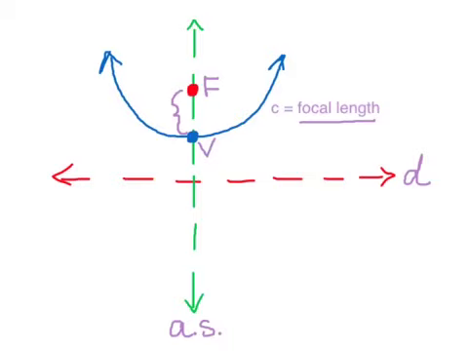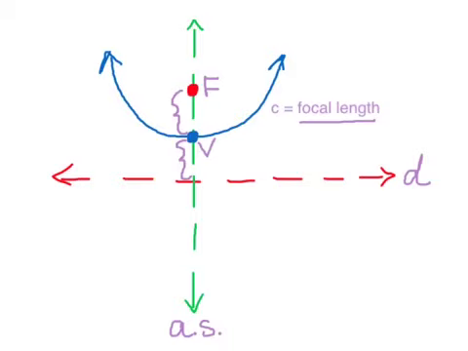But whatever that distance is between the focus and the vertex has to be exactly that same distance away from the directrix. So if you go C in one direction, you'll hit the focus. If you go C in the other direction, you'll hit the directrix. And so that C length is a very important length.